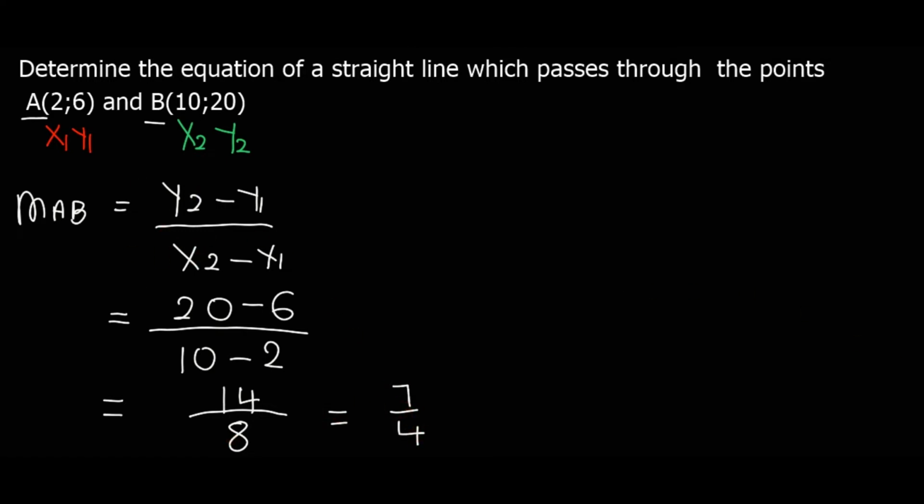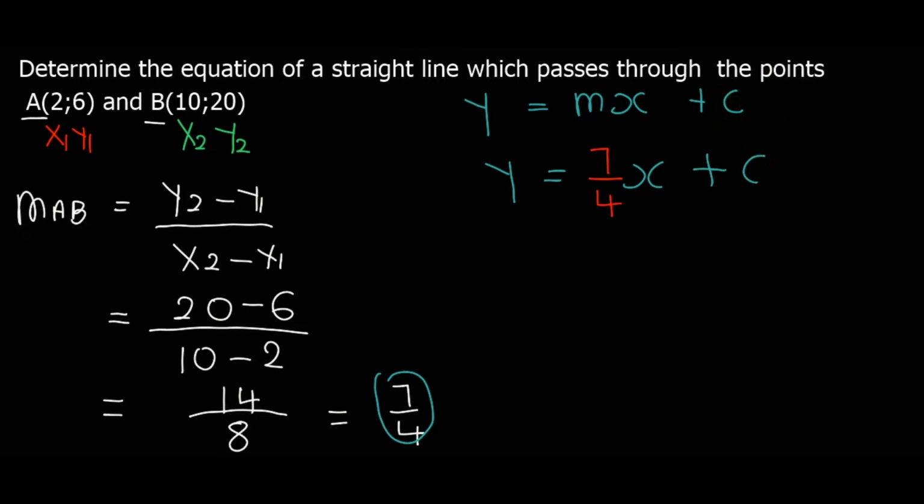So now we have the gradient. Our equation is in the form y = mx + c, so y = 7/4 x + c. Now we need to find the value of c. To find c, you choose any point given between A and B; it's up to you. Let's choose point A, which is (2, 6). Remember the coordinates are in terms of x and y, so we substitute x with 2 and y with 6.